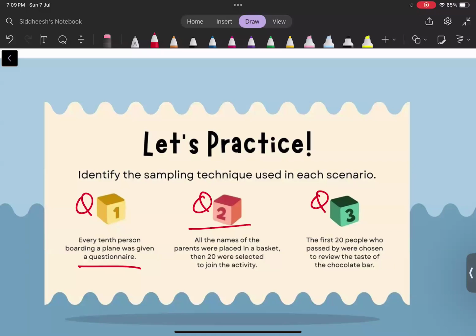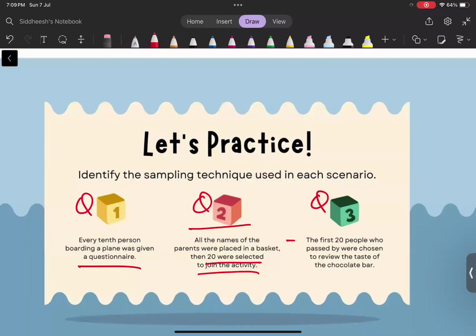Question number 2. All the names of the parents were placed in a basket. Then 20 were selected to join the activity. What is this? Simple random. Correct, Carol. Correct. Done. Good, Harshita. Good. Correct, Jyoti. Done. Let's take one more example.